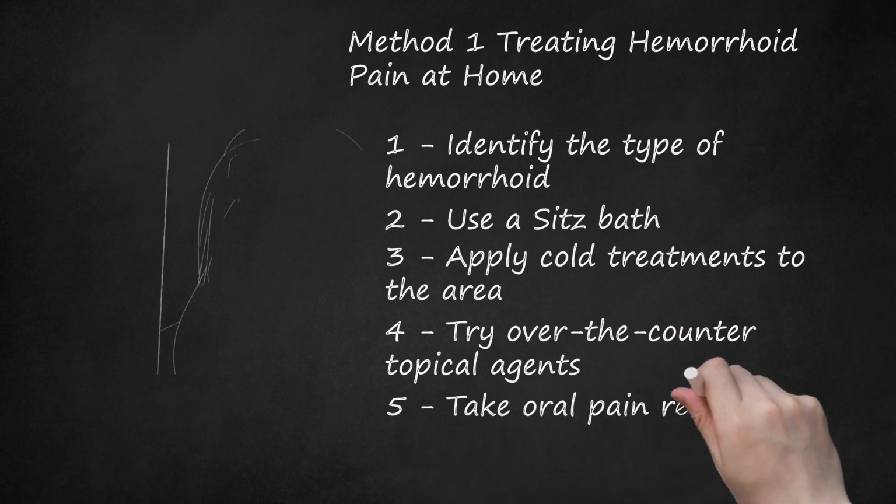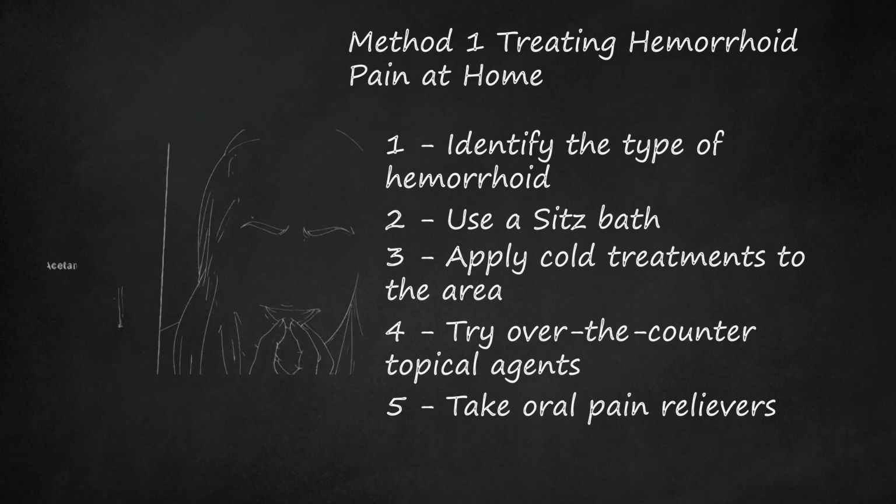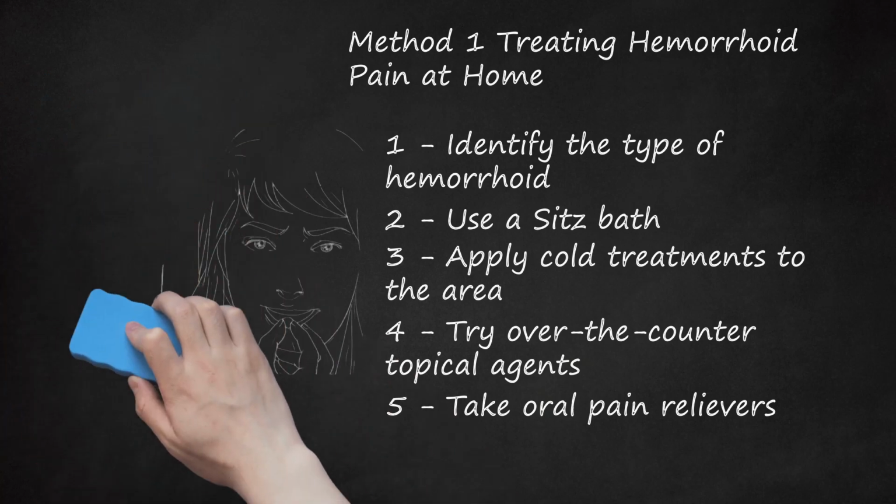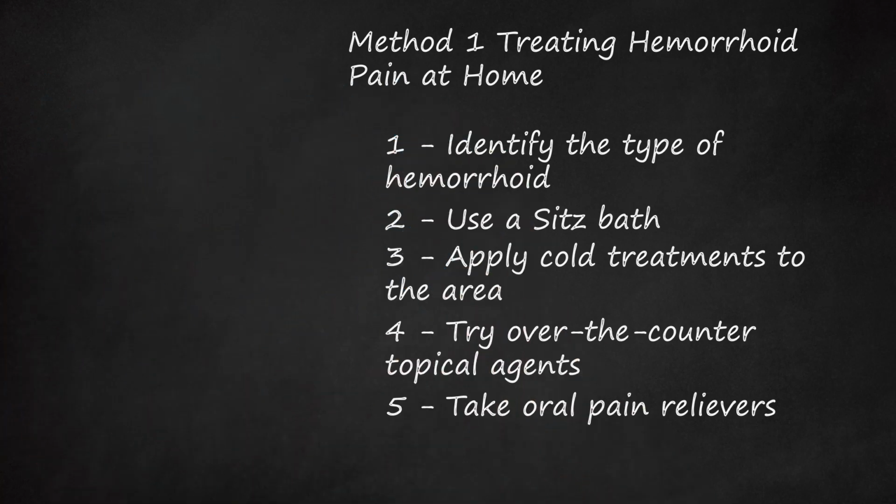5. Take oral pain relievers. OTC oral pain relievers such as acetaminophen (Tylenol), ibuprofen (Advil), or aspirin can be used to help relieve the discomfort of hemorrhoids. Acetaminophen can be taken 650-1000 mg every 4-6 hours, not to exceed 4 grams (0.14 ounces) in a 24-hour period. Ibuprofen can be taken 800 mg up to 4 times per day. Aspirin can be taken 325-650 mg every 4 hours as needed, not to exceed 4 grams (0.14 ounces) in a 24-hour period.